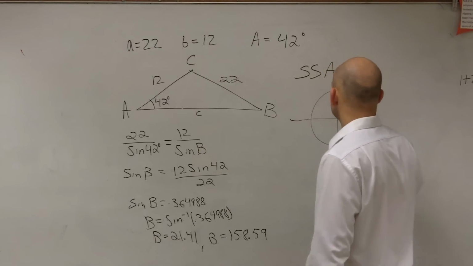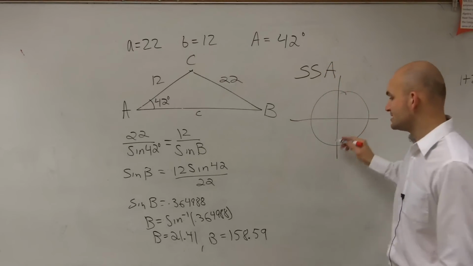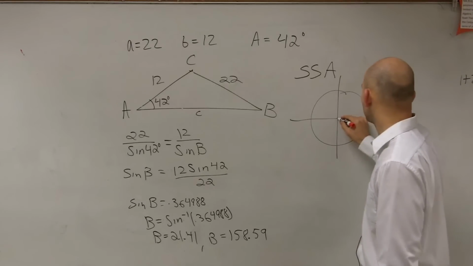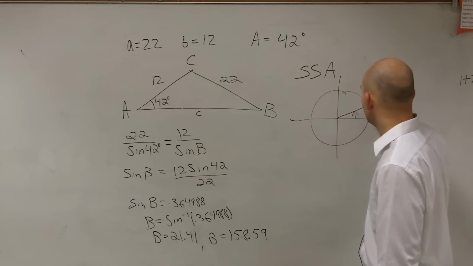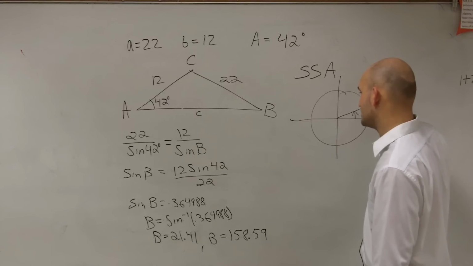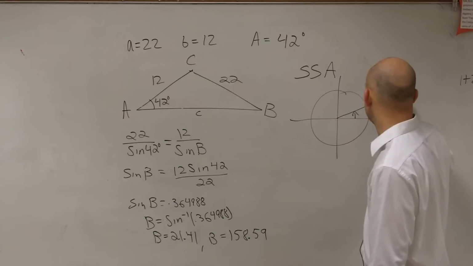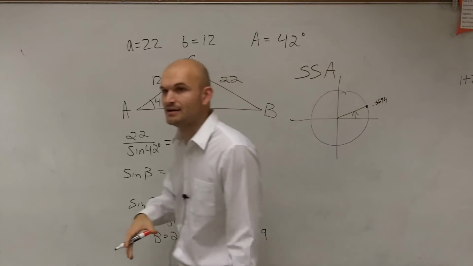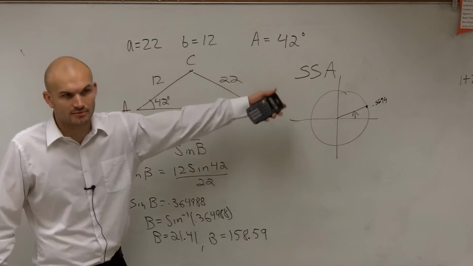If you go back to the unit circle, notice that if I was going to look at 21.4 degrees, that's that angle right there. The sine ratio equals 0.36948. So when you take the sine of that angle, it's equal to that ratio.